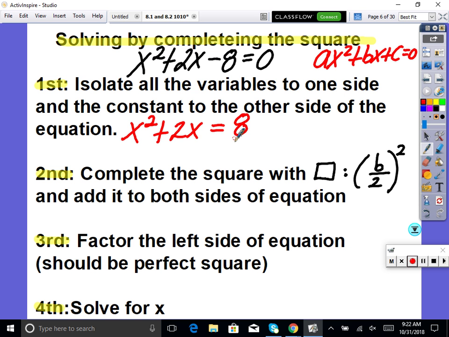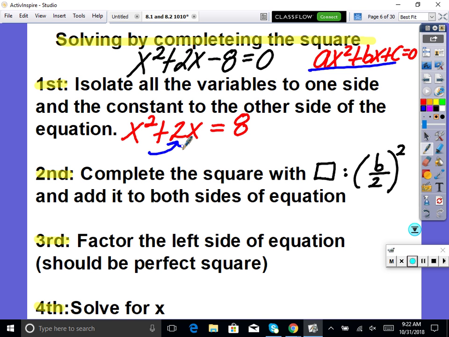Then step 2 is complete the square. This is the value that completes the square. What we do is take b divided by 2 and then square it. B divided by 2 squared. Where does b come from? Quadratics have the form ax squared plus bx plus c. So b is what's in front of x. What would my b value be here? 2, wouldn't it? Right?